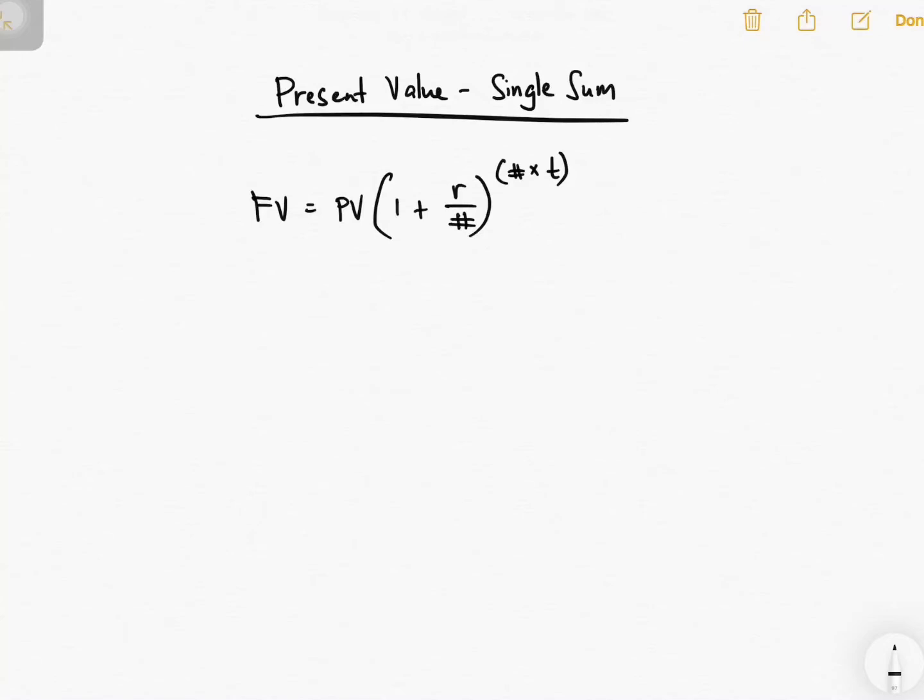In this video, I'm going to talk about present value single sum. It's called single sum because you only have one cash flow involved. I will start with the future value single sum formula, which we will use to derive the present value single sum formula. So you want the right side to be purely present value, so you will do it like this.